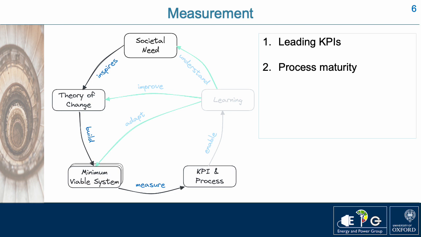Principle 3. Lagging KPIs, indicators of effective translation. The theory of change outlines a pathway from interventions to outcomes, and lagging KPIs serve as indicators along this journey.